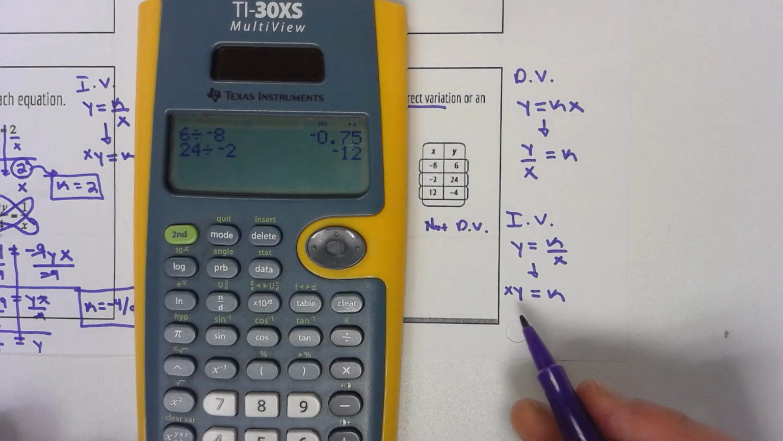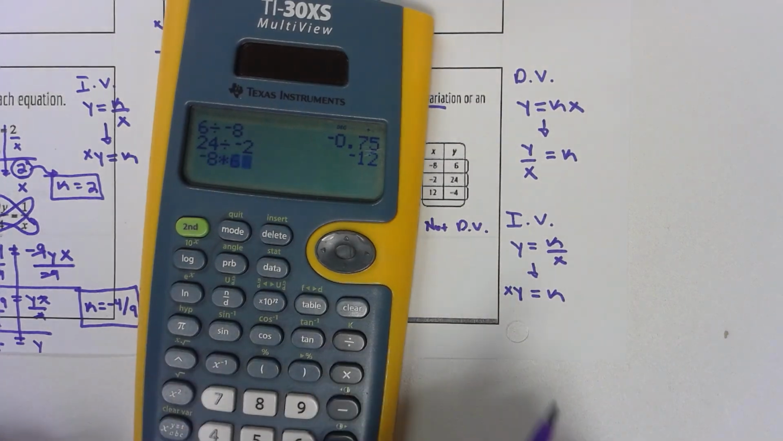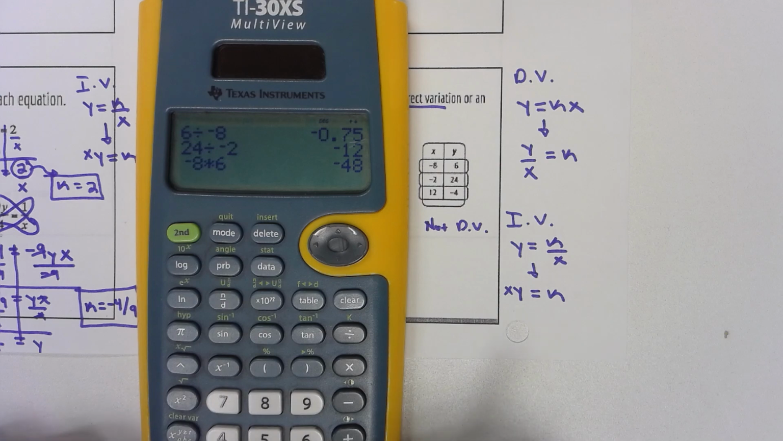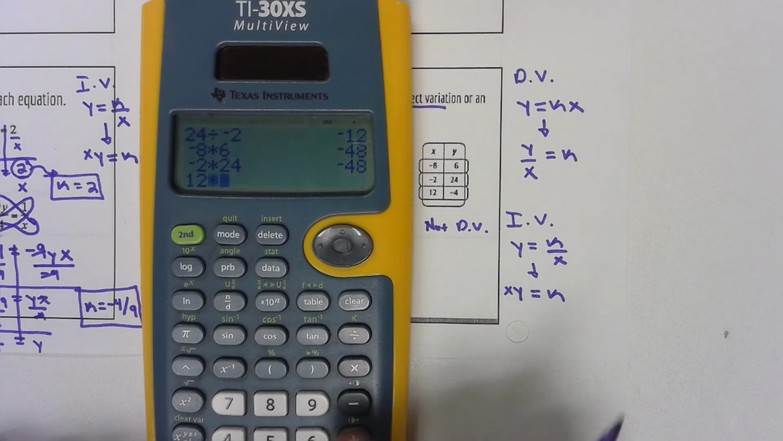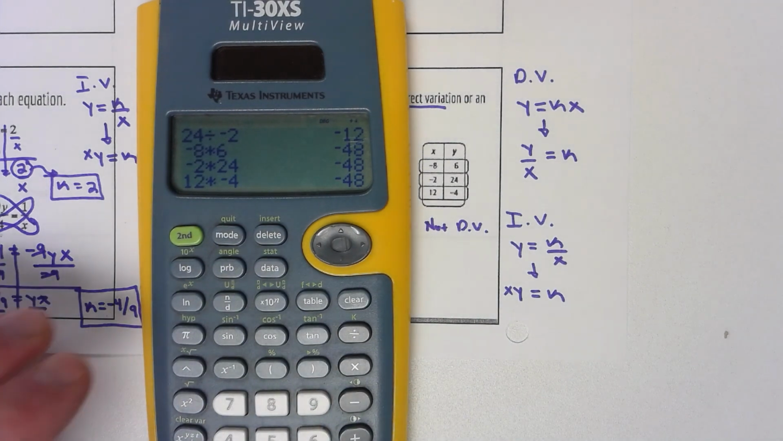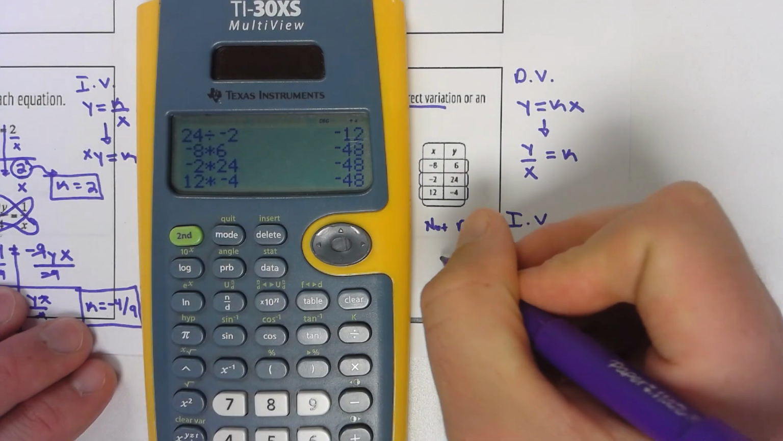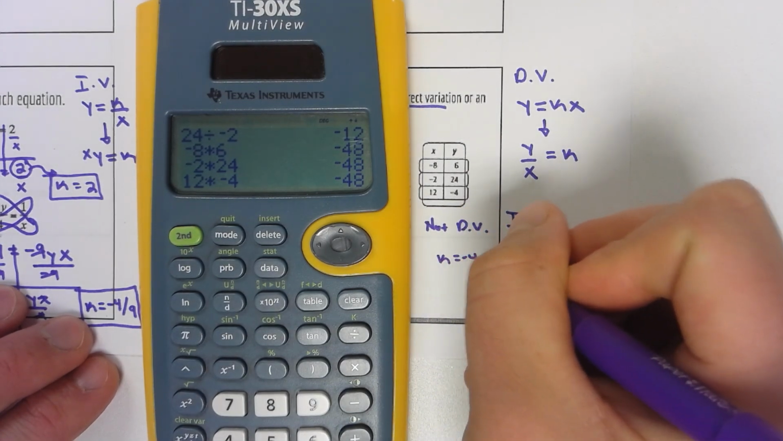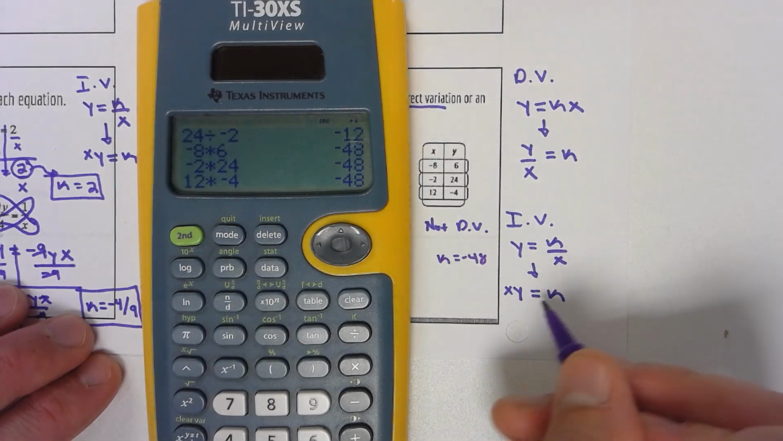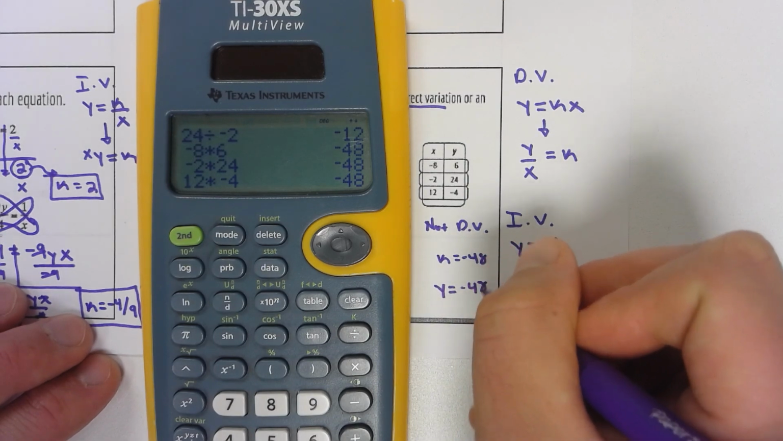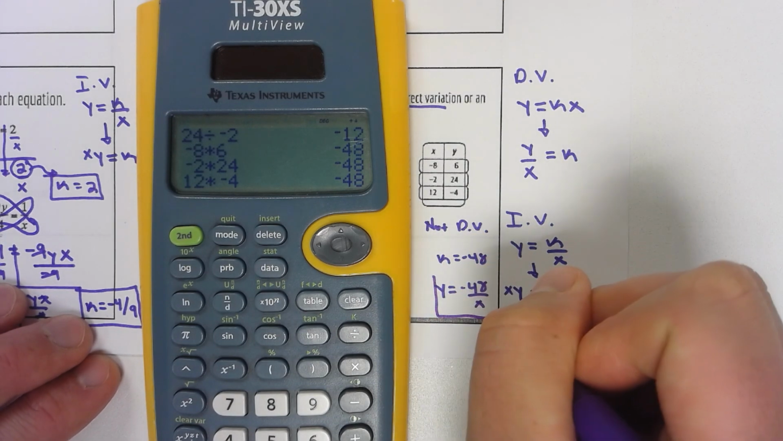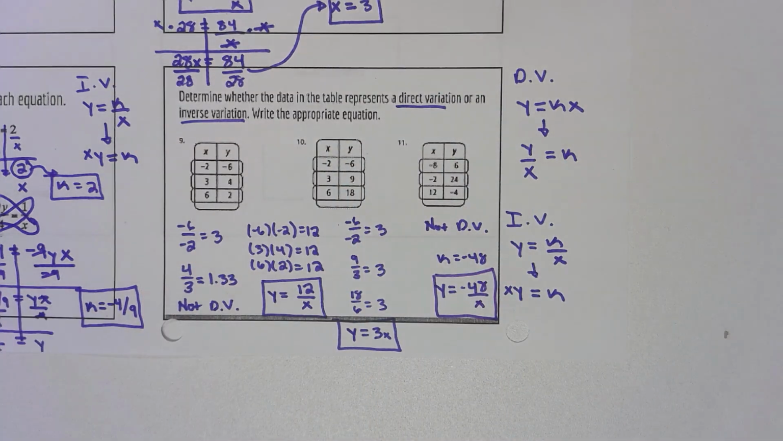Now let's check the multiplying. If I take -8 times 6, I get -48. -2 times 24, I get -48. And 12 times -4, I get -48 as well. So this means that k equals -48. Since we're getting that by multiplying x times y, this is inverse variation. Our equation is y equals -48 divided by x. Okay. Well, that is it for semester 1 of Algebra 1.